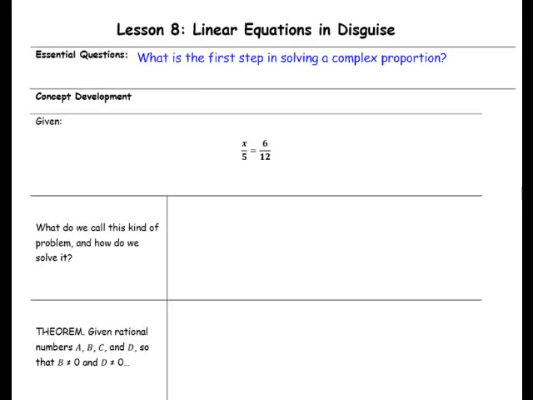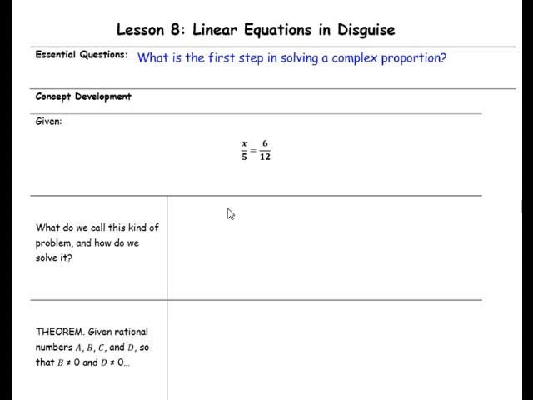The essential question: what is the first step in solving a complex proportion? Some linear equations may not look like linear equations upon first glance. A simple example that you should recognize is below. X over 5 equals 6 over 12. What do we call this kind of a problem, and how do we solve it?